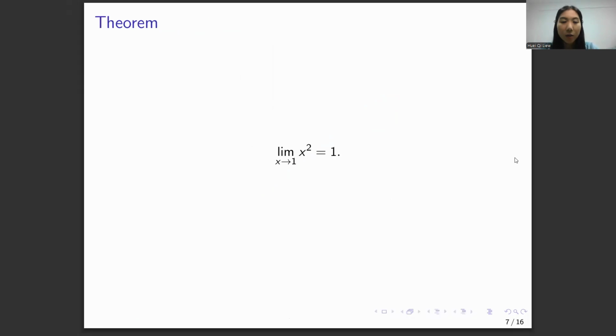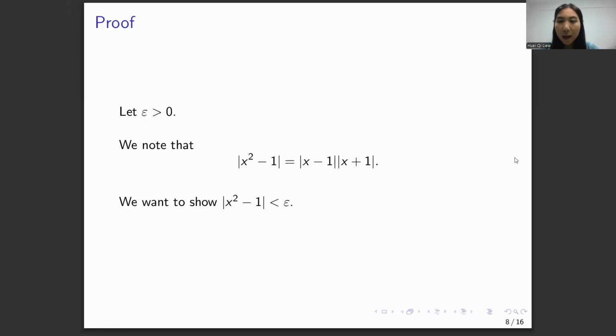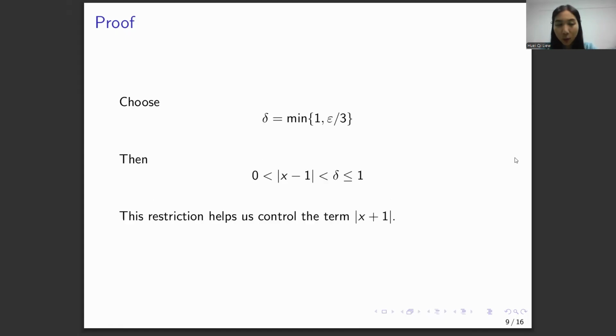theorem. The theorem states the limit of x squared as x approaches 1 is equal to 1. Let me go through the proof step by step. So let epsilon be greater than 0, and then we will rewrite the expression absolute value of x squared minus 1 as absolute value of x minus 1 times absolute value of x plus 1. This step is important because it separates the expression into a part we can control and a part we need to bound. And then we need to choose a suitable delta.